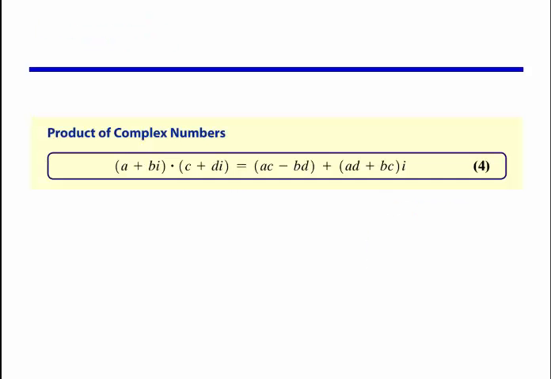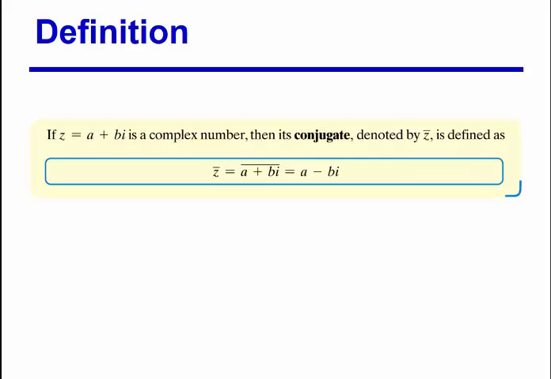Now, the product of complex numbers. So a plus bi times c plus di is simply (a times c minus b times d) plus (a times d plus b times c) i. Now, if z is a complex number, so if z is equal to a plus bi, then its conjugate, denoted by z bar, is defined as z bar is equal to the conjugate of a plus bi, which is then equal to a minus bi.